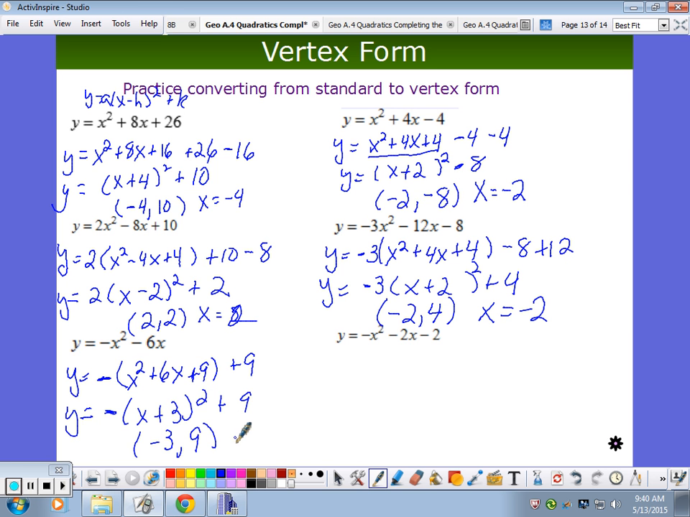-3, 9, and x equals -3 is the axis of symmetry. Is anybody like, what? Huh? So is the negative, does it like not really matter then? It will matter later. It will matter next class. So for right now, we're just worrying about vertex. We're going to work with this stuff.